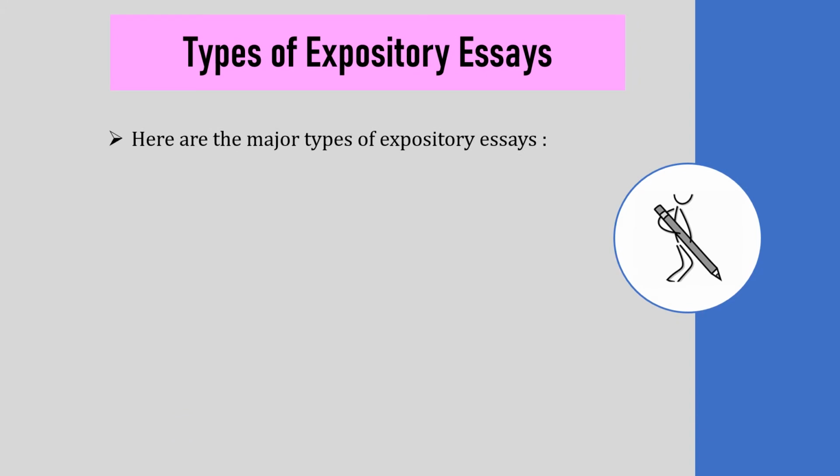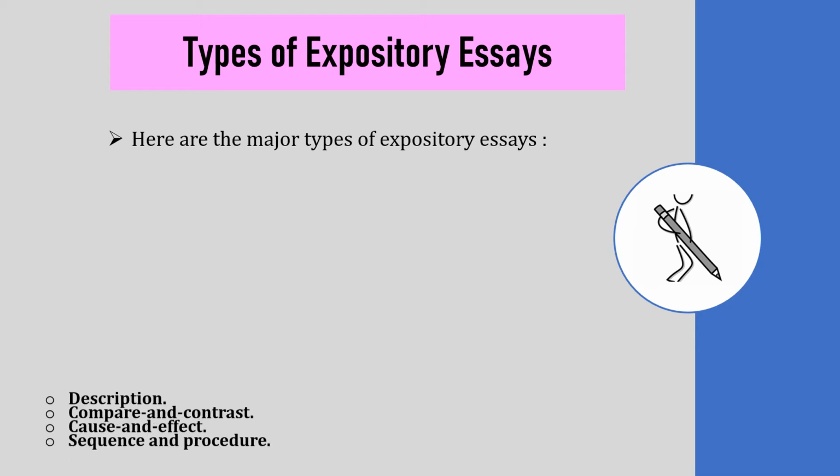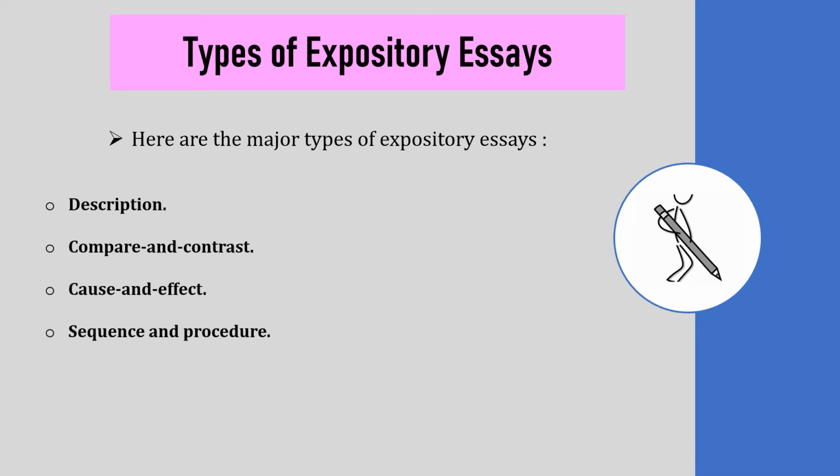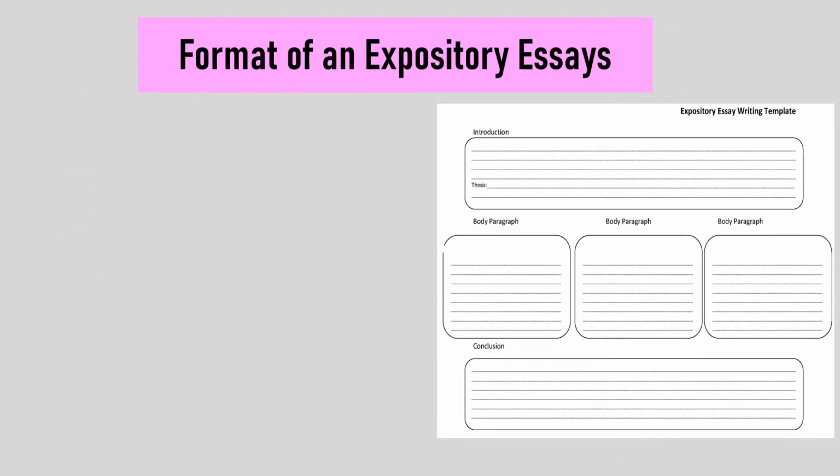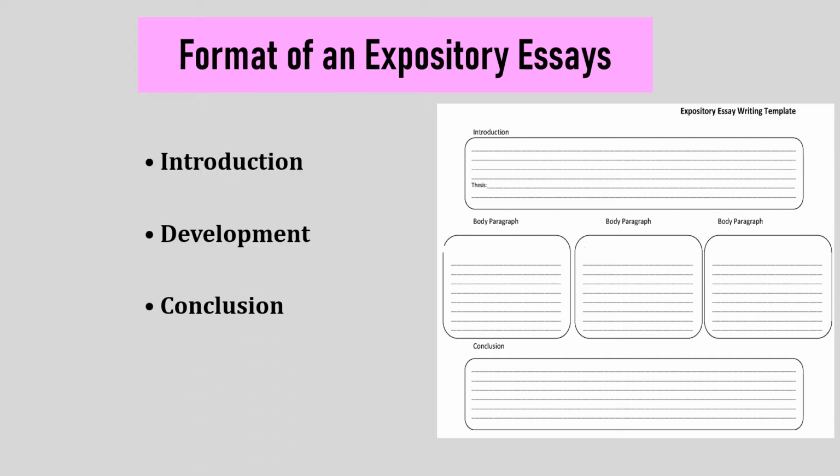Another question. Do we have only one type of expository essay? Of course not. There are several types, but the main or the major ones are these. Description, which is the essay that describes a topic using details. An expository essay is a multi-paragraph essay that consists of an introduction, development, and conclusion.